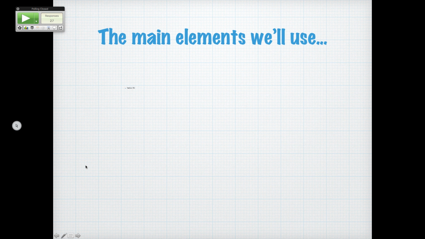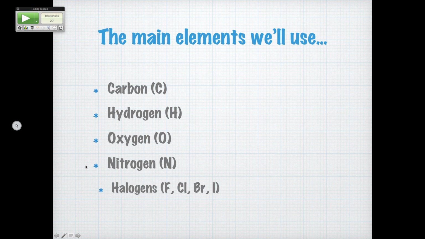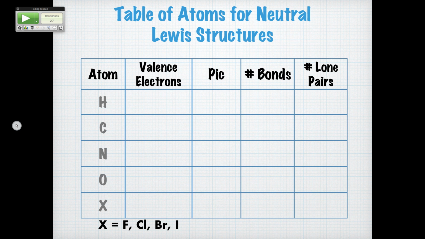Okay, the main elements that we're going to be using are going to be carbon, hydrogen, oxygen, nitrogen, and the 4 halogens, which are fluorine, chlorine, bromine, and iodine. Those are the main ones we're going to use. We will talk about sulfur. We'll throw in some sodium and lithium. We're going to throw in some metals, okay? But these are the main ones that are going to be in our molecules. We're going to use those other things to do stuff. We even use a little boron.